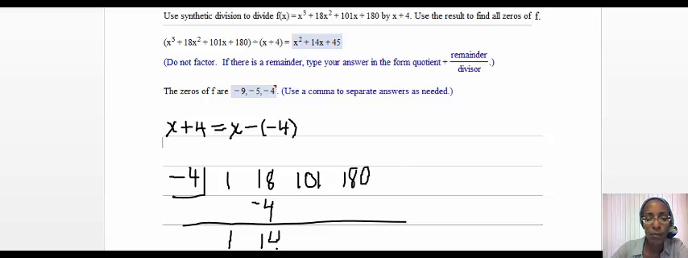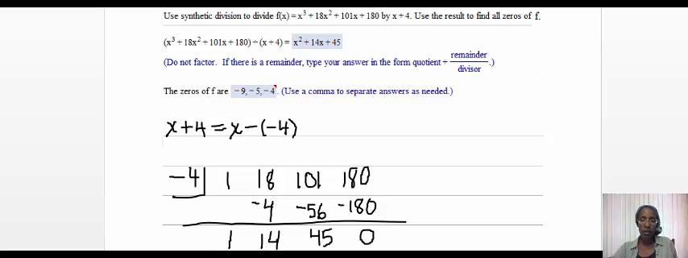We bring down the first coefficient, multiply that by negative 4, we get negative 4. Add that to 18 to get 14. Multiply 14 by negative 4 and get negative 56. Add that to 101 and we get 45. Multiplying 45 by negative 4 gives us negative 180. Adding that to the coefficient 180 gives us 0.